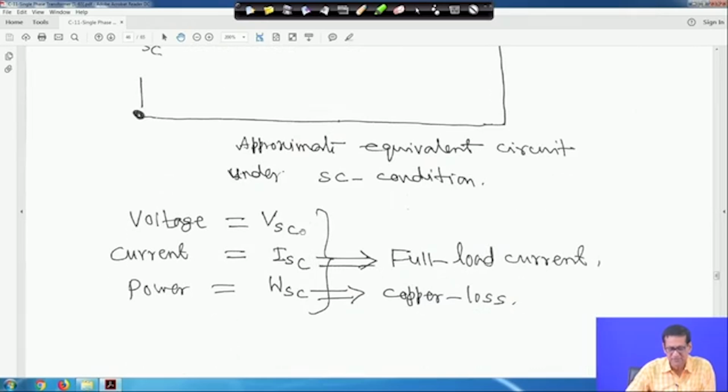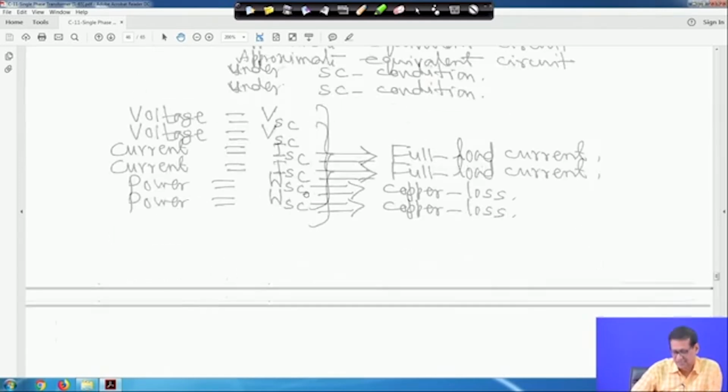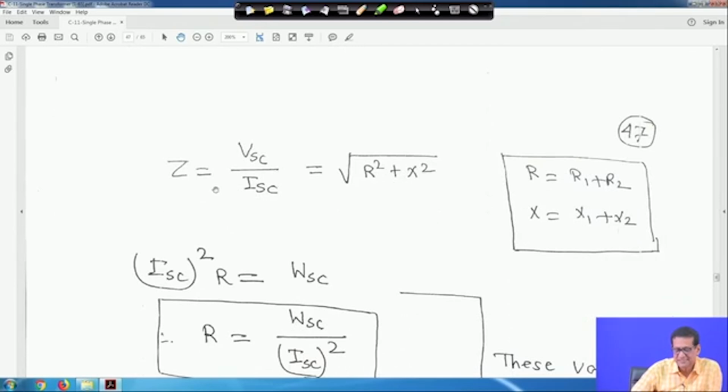So voltage is equal to VSC, current is equal to ISC and power is equal to WSC, that is the copper loss. ISC is the full load current and VSC is the voltage I told you is required under short circuit condition to the low voltage side, that is 5 to 8%. So Z is equal to VSC upon ISC, that is the impedance of the transformer, that is root over R square plus X square. Actually, R is equal to R1 plus R2 and X is equal to X1 plus X2.